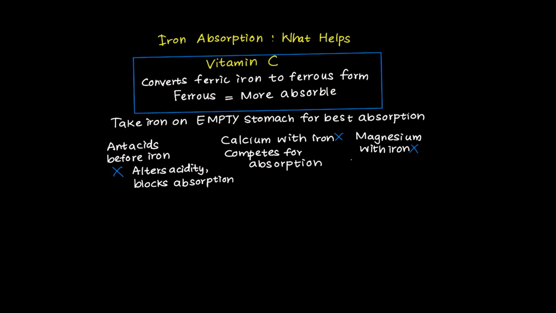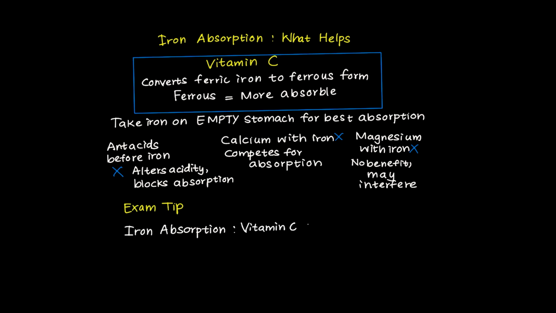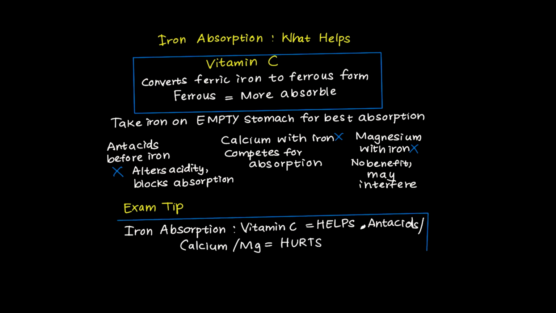Magnesium supplements do not help iron absorption and could potentially interfere as well. Here is a WGU D441 OA exam tip for you. Iron absorption questions have a clean split. Vitamin C helps. Antacids, calcium, and magnesium hurt or do not help. If the question asks what improves iron absorption, the answer is always vitamin C. Quick recall hook: C boosts iron. Vitamin C is iron's best friend.